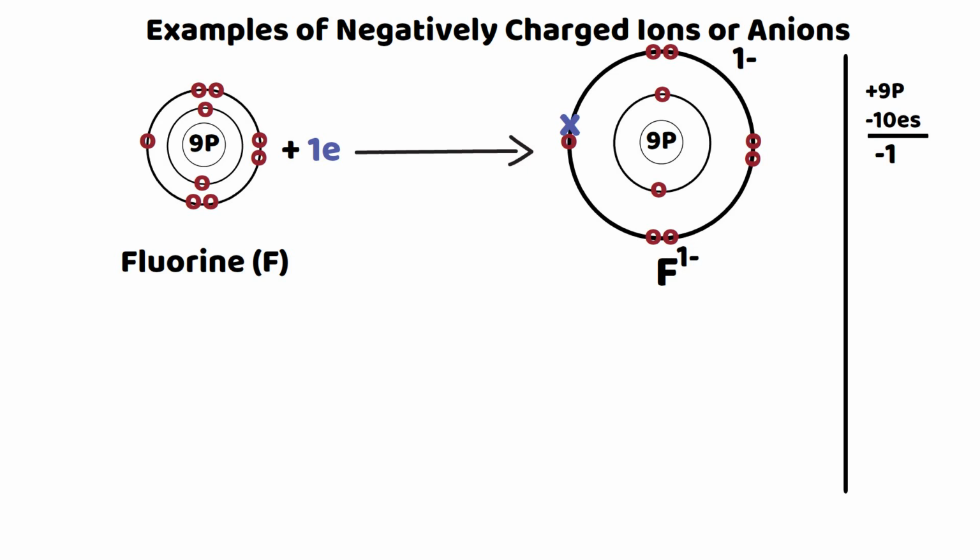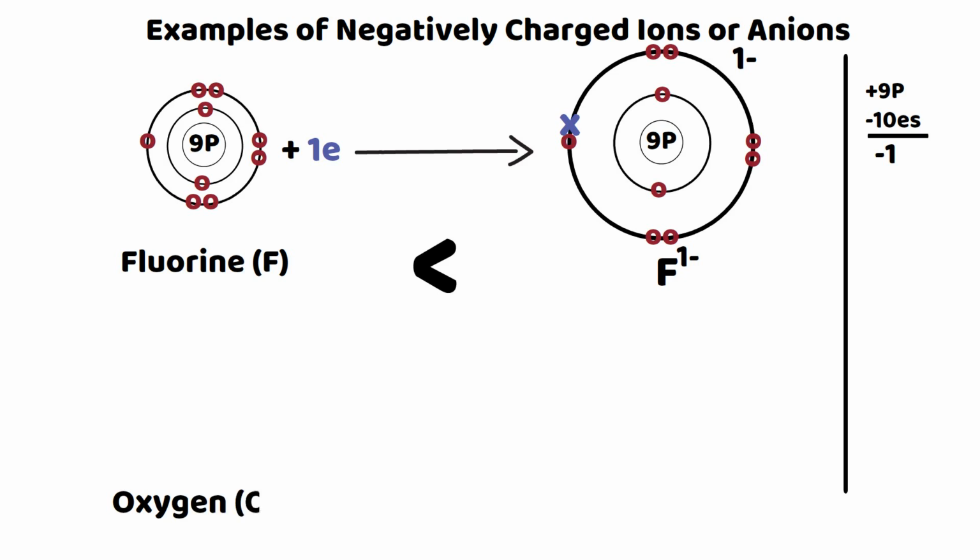Now remember, the negative ion always has larger size than its neutral atom. For example, fluoride ion has larger size than neutral fluorine atom. The reason is, after gaining an electron, the inter-electronic repulsion increases in fluoride ion that expands its size. Now let's see another example of negatively charged ion or anion.